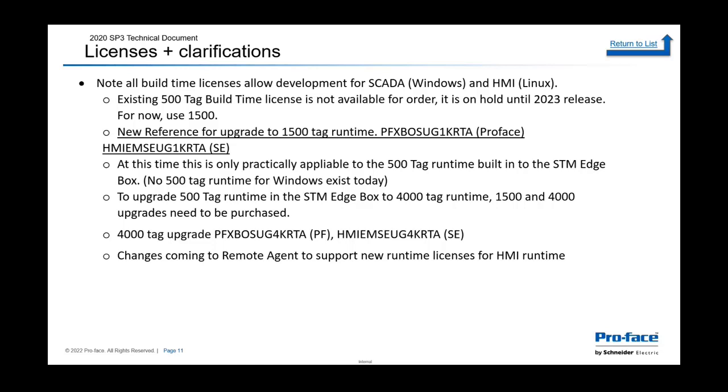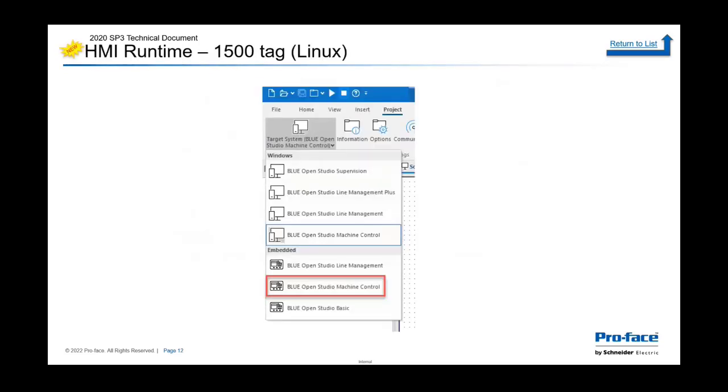both upgrades need to be purchased, the 1,500 tag and the 4,000. Those are the part numbers, those were existing. And I think at this time we haven't finalized this, but there will be some changes coming to the remote agent to support new runtime licenses, to get the firmware basically into the Edge box to support the new licenses. So this is what that looks like now inside the target system.